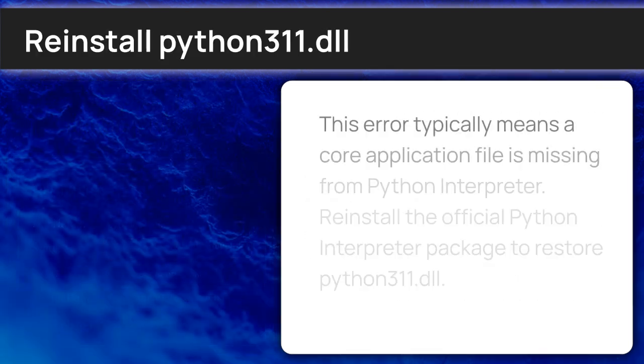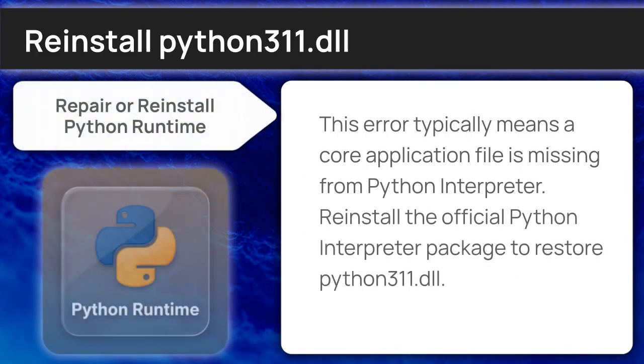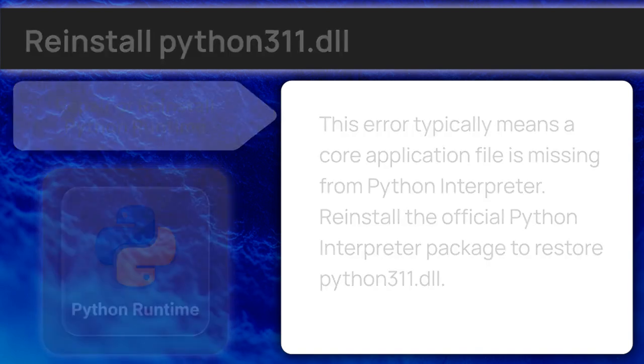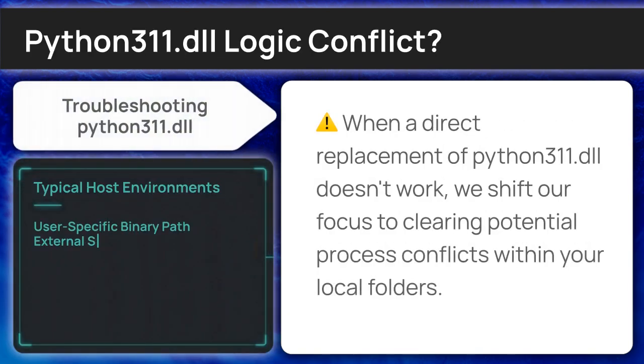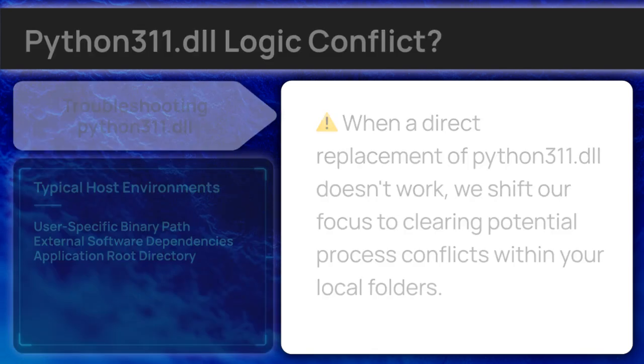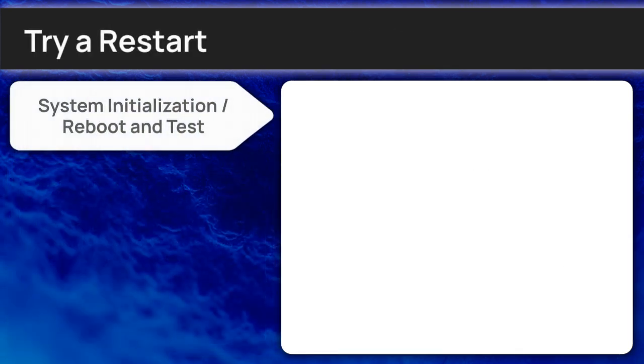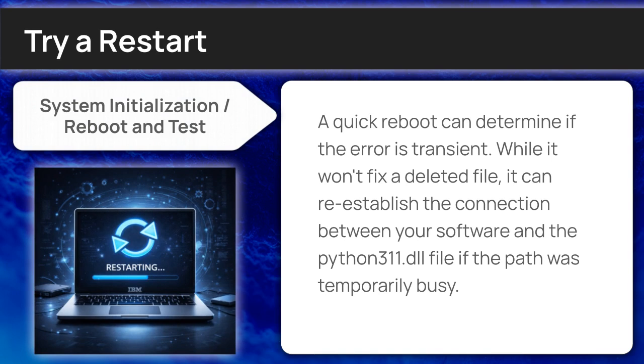The Python 311 DLL is a third-party application file associated with Python Interpreter. Performing a clean reinstall of the latest version of Python Interpreter will restore the correct version of this file. If the error persists despite the new library files, we must verify if a simple synchronization conflict is preventing the file from loading. A quick reboot can determine if the error is transient. While it won't fix a deleted file, it can re-establish the connection between your software and the Python 311 file if the path was temporarily busy.